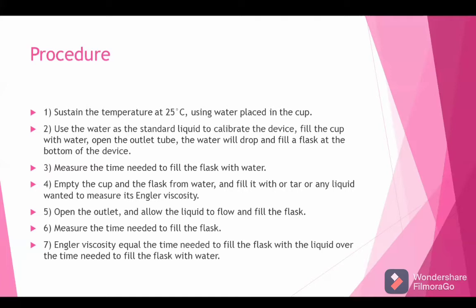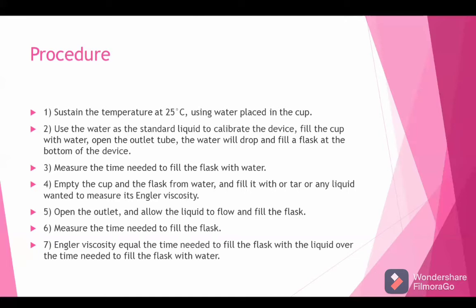First of all, set the temperature at 25 degrees centigrade using water placed in the cup. Use the water as the standard liquid to calibrate the device. Fill the cup with water, open the outlet tube, and the water will drop and fill a flask at the bottom of the device. Measure the time needed to fill the flask with water, empty the cup and the flask, and fill it with tar or any liquid whose angular viscosity you want to measure. Open the outlet and allow the liquid to flow and fill the flask. Measure the time needed to fill the flask.